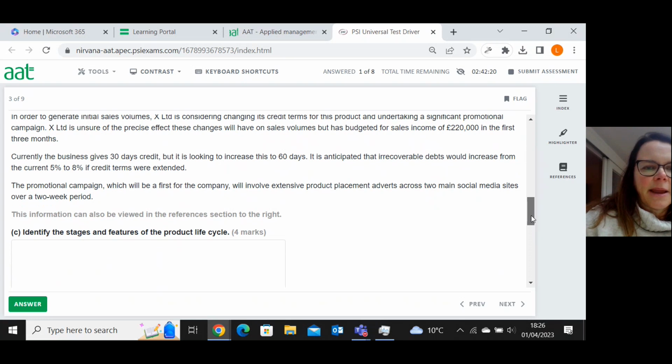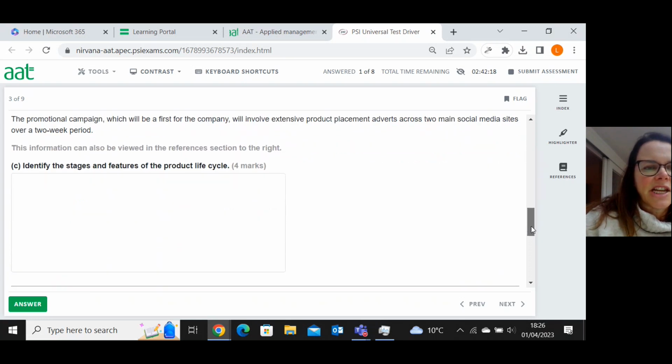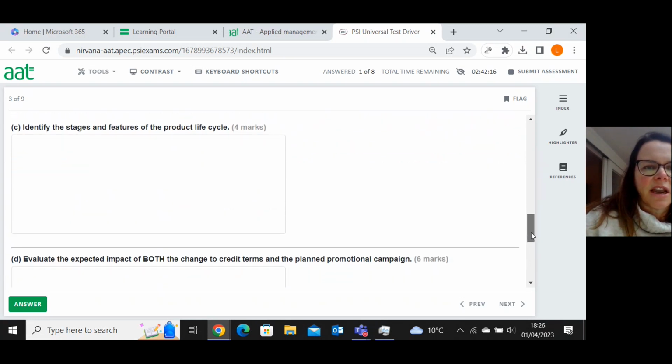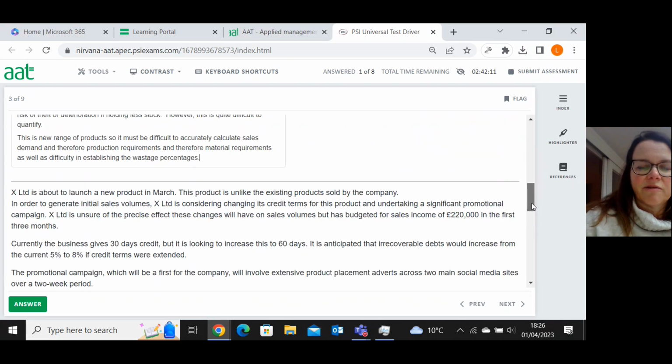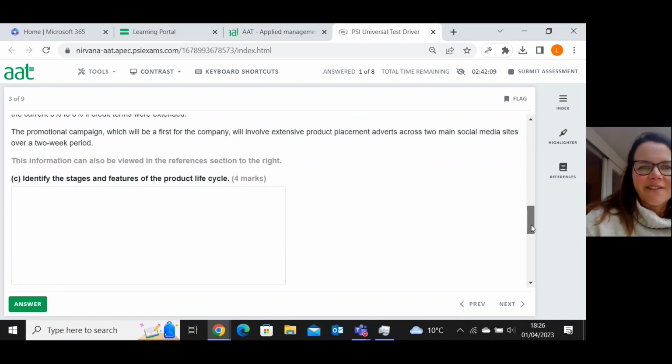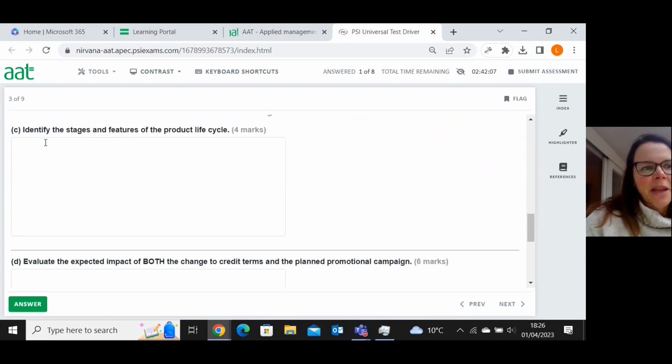So identify, first of all, the stages and features of the product life cycle. Right, so that surprised me because it's nothing to do with really what I've just read. It's a very theoretical question.